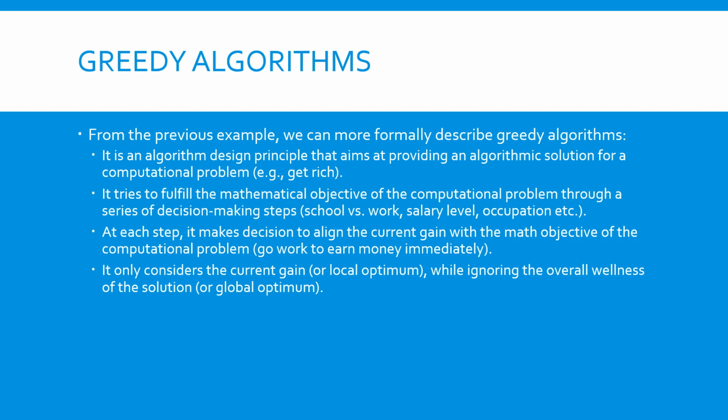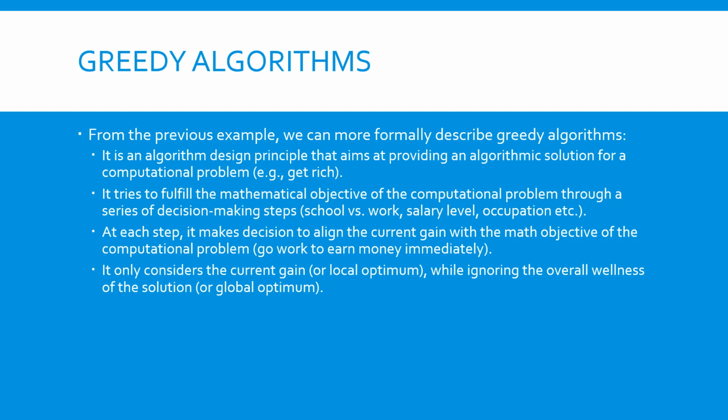Now, we can describe greedy algorithms more formally. Greedy is a decision-making principle that can be used to solve computational problems. We know that each computational problem has a math objective, just like the person in the previous example, whose math objective is to maximize his or her wealth. The greedy principle attempts to achieve the math objective through a series of decision-making steps.